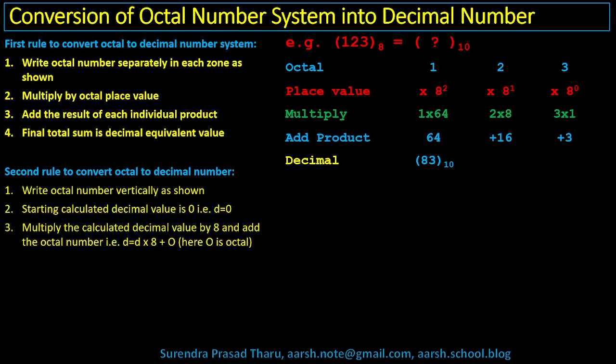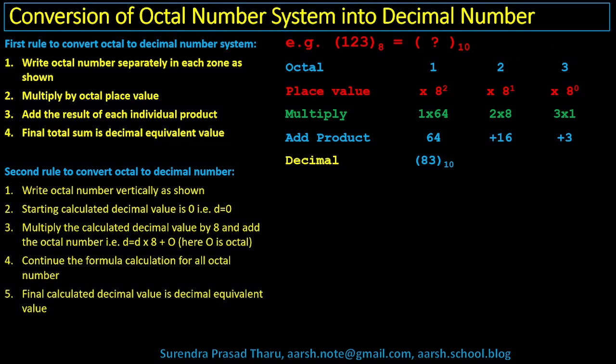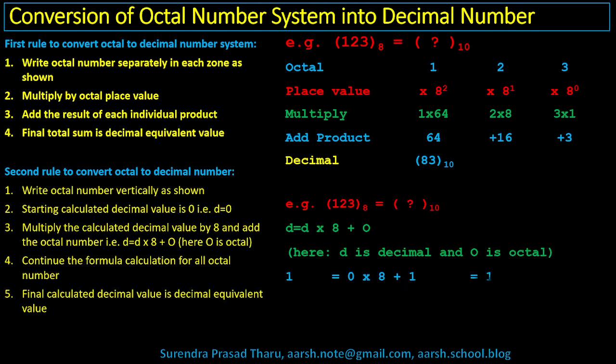Multiply the calculated decimal value, that means d, by 8 and add the octal digit. So we can make one formula: d equals d into 8 plus o, where d is the decimal value and o is the octal digit, and continue the formula till the last digit. Here is the example. In the previous example I took 123, octal into decimal, so we have to write it vertically.